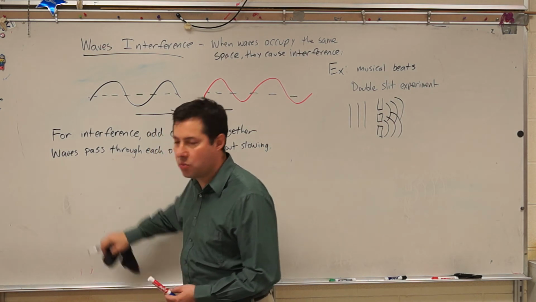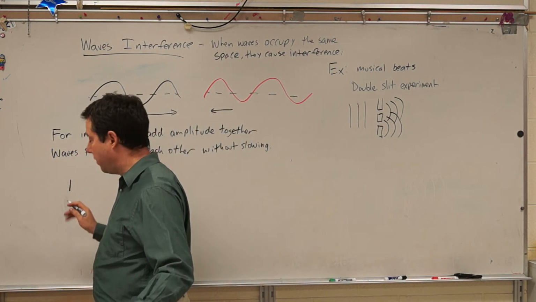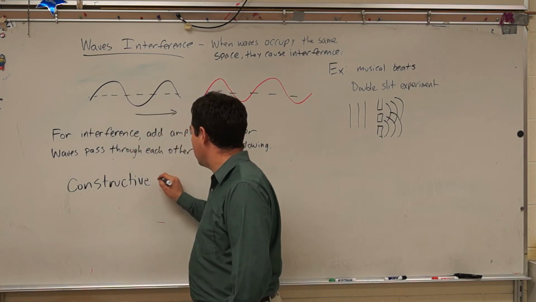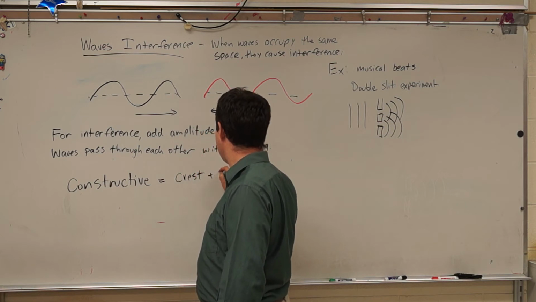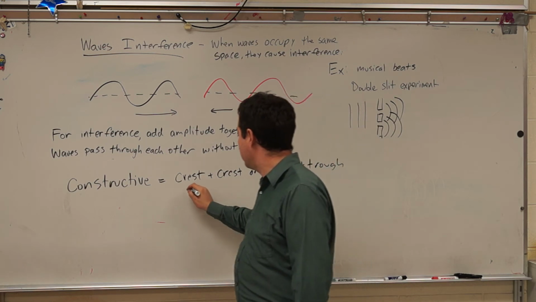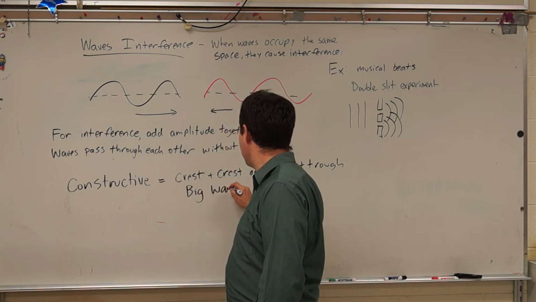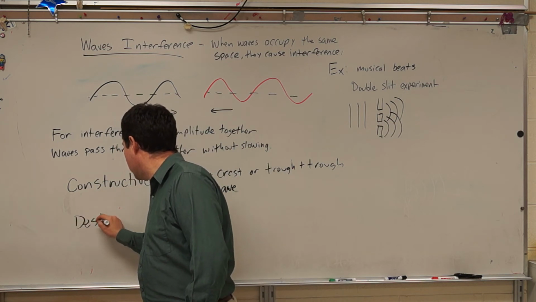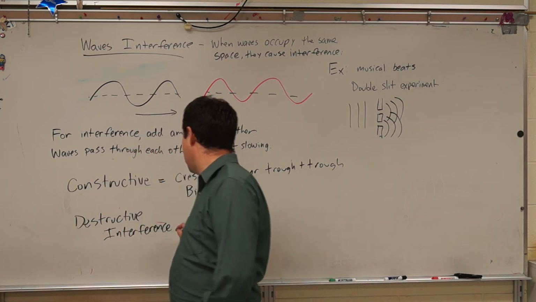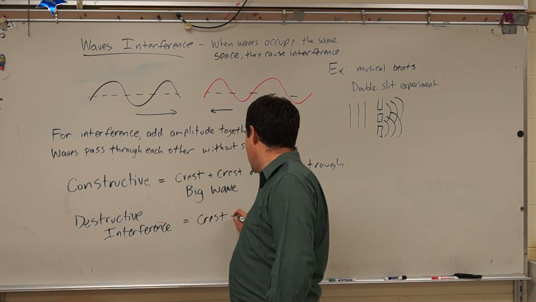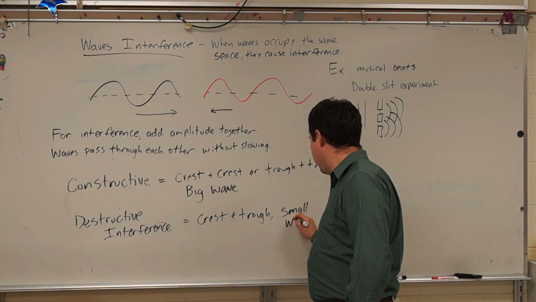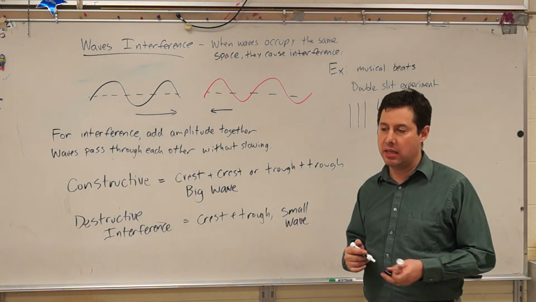Destructive interference is when crests meet troughs. Constructive interference is when crests meet crests or troughs meet troughs, and you get a big wave as a result. This is different than destructive interference, which is when you get a crest meeting a trough, and you get a very small wave as a result. Again, both waves continue passing through each other.